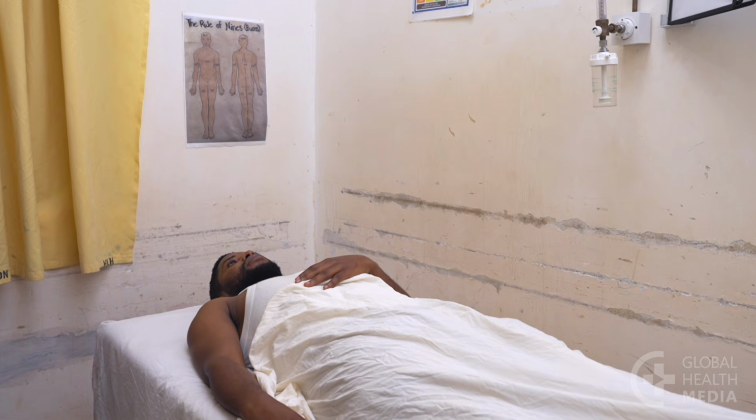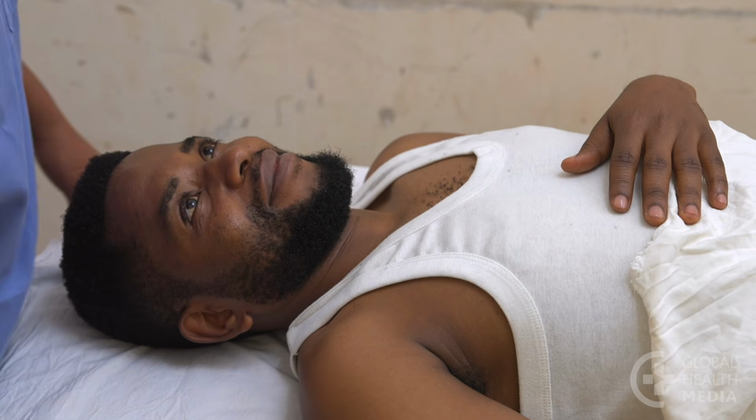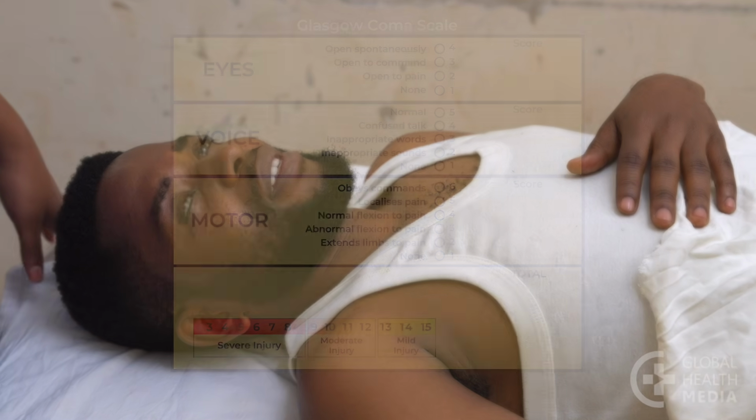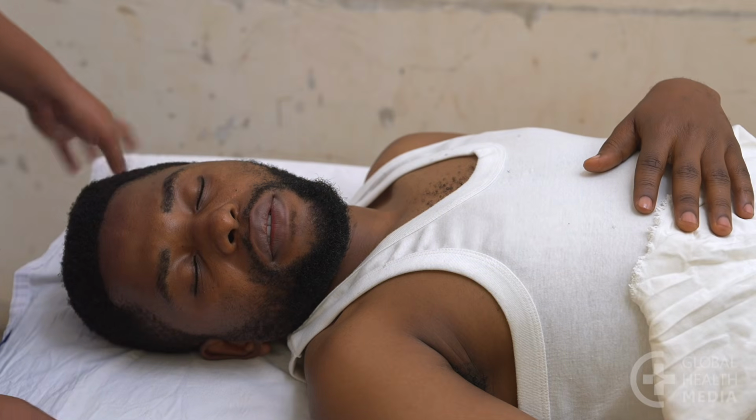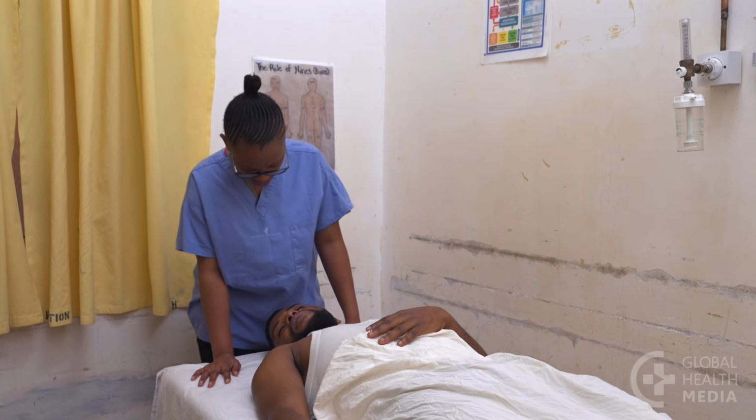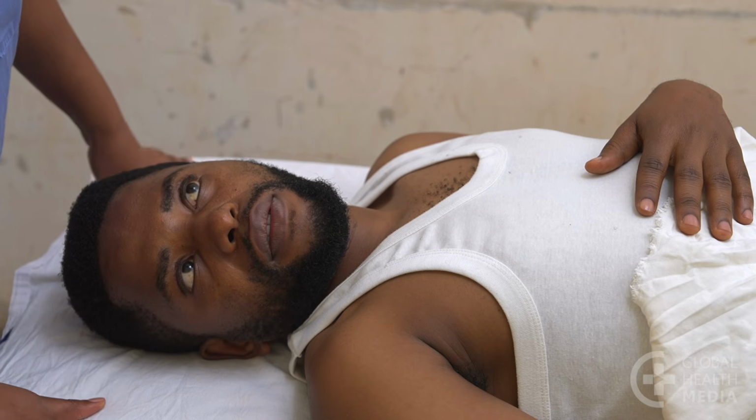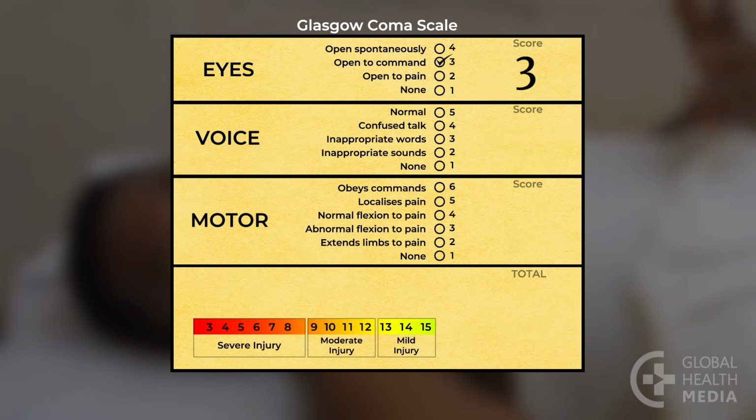First, test the patient's ability to open his eyes. The patient who is fully alert and opens his eyes spontaneously is given a 4. If the patient is sleeping or has his eyes closed, say to him, "Open your eyes." If he opens his eyes in response, he is given a 3.